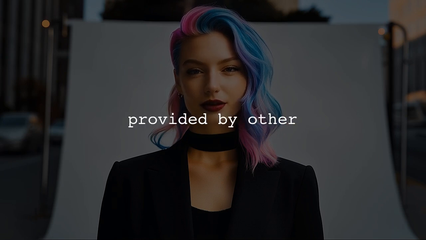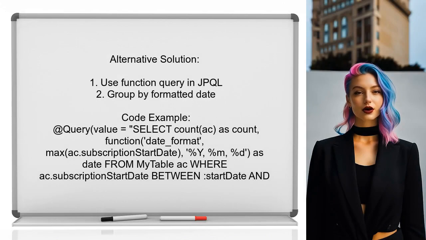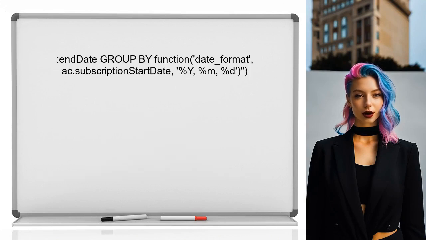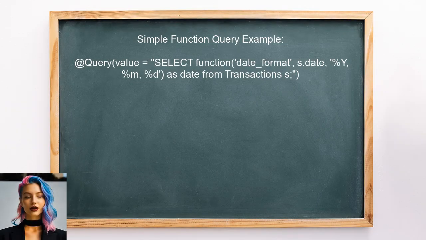Now let's look at the answers provided by other users. An alternative approach shared by another user involves using the function query in JPQL. They suggest using the date format function to group records by day. Their example counts records and formats the date accordingly. They also provide a simple function query example that formats dates directly from a transactions table. This method can be useful for obtaining formatted date results in your queries.